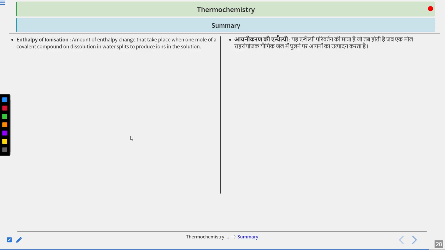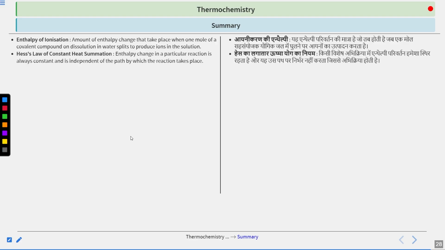After that, we have enthalpy of ionization. It is basically the conversion of 1 mole of a substance to its ions. Okay, conversion of 1 mole of substance to its ions, and to get the products in the solution.